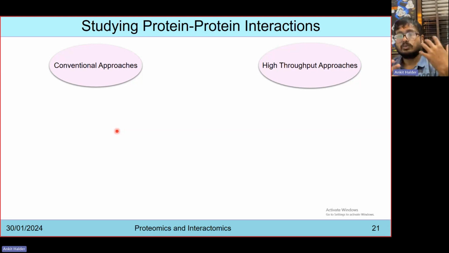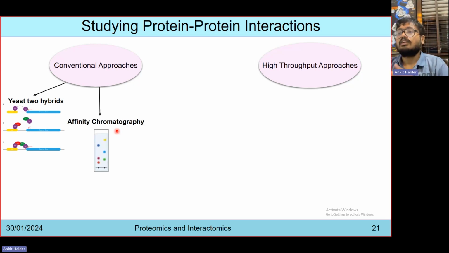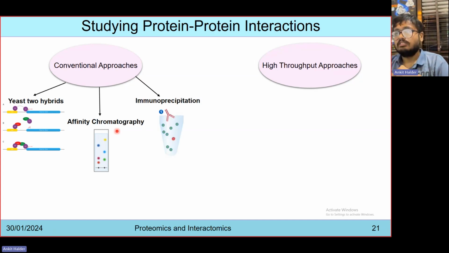But now if we try to understand protein-protein interactions, what are the different approaches that are available? One is the conventional approaches, and another is the high throughput approaches. Conventional approaches include the yeast two-hybrid system, which we will look into in subsequent slides, and affinity chromatography. By the name you can understand that it extracts something on the basis of an affinity, to select it out, like the nickel NTA, which can be used.